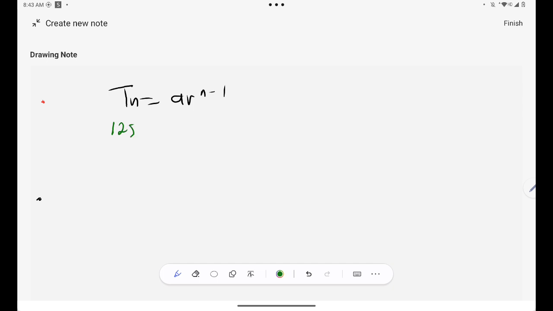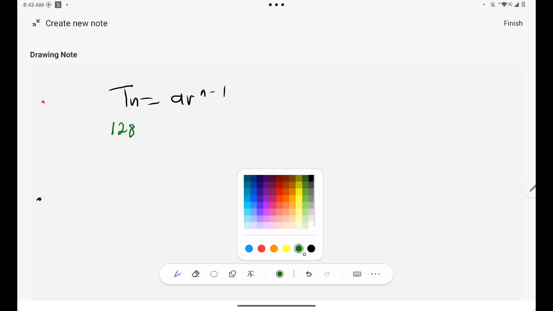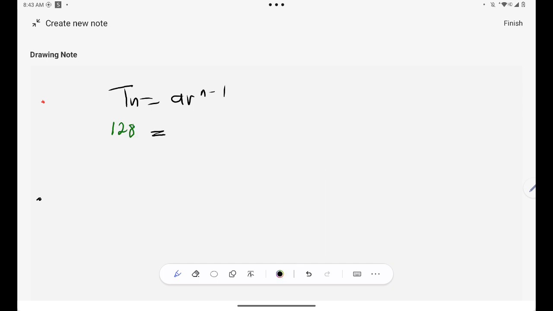Our term is 128 and we want the position of term number 128 in the sequence. Our a is 2, our r is also 2, and the exponent is n minus 1. Here you're just supposed to solve for n, where n is the exponent. The first thing you must do is remove everything and leave the base with an unknown exponent on one side. Everything else should be on the other side.